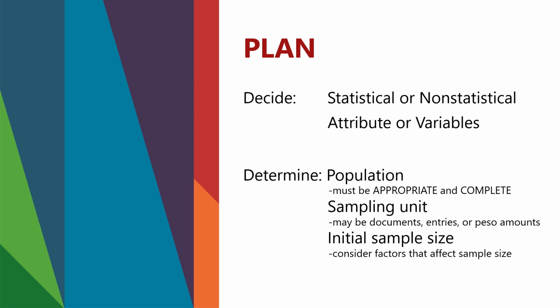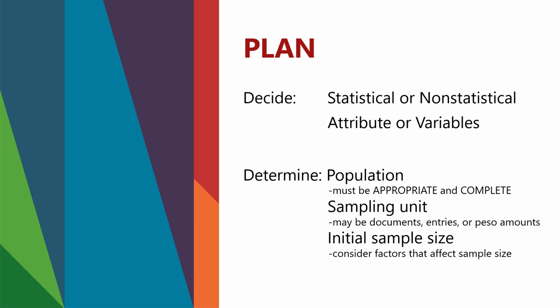So that's the population. Next, the auditor should also decide on the sampling unit to use. Now, a sampling unit may be documents, they may be entries, or they may be peso amounts. So imagine, for example, if we are auditing accounts receivable. Now, one example of a sampling unit for AR testing would be customers or the number of customers. Now, each customer will have a balance. If you use the number of customers as a sampling unit, that's good.